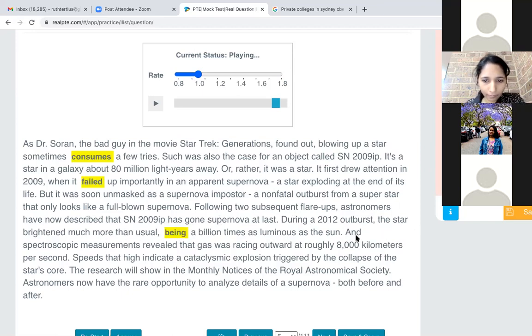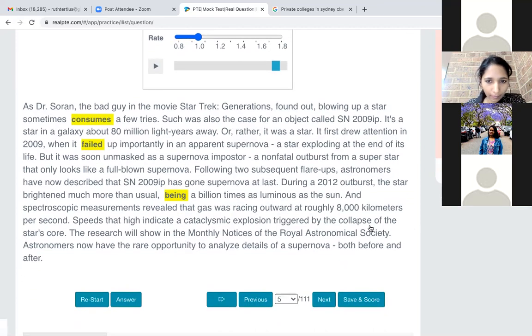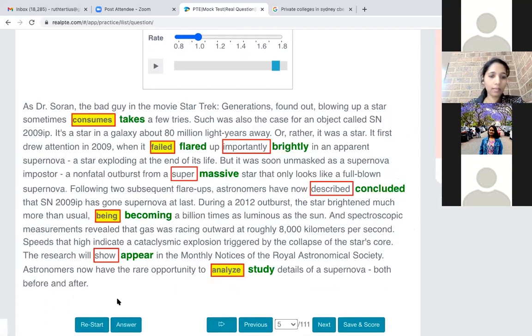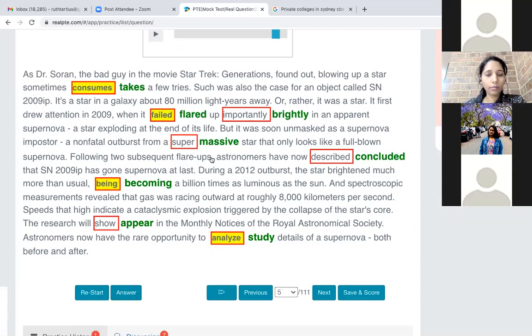Okay. And the last one is study, analyze. Last but one line. Showing monthly notices to analyze. So you missed out 1, 2, 3, but you didn't lose any points. You gained 1, 2, 3, 4 points. You didn't get any negative point, but you didn't get the remaining 4 points. So this would get you 8 points for listening.